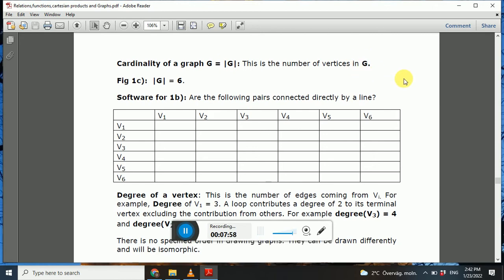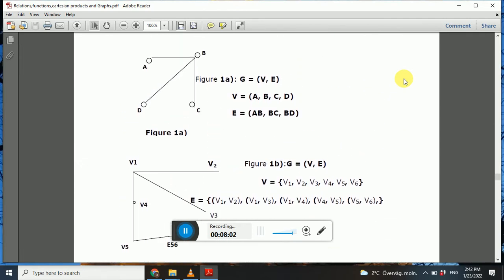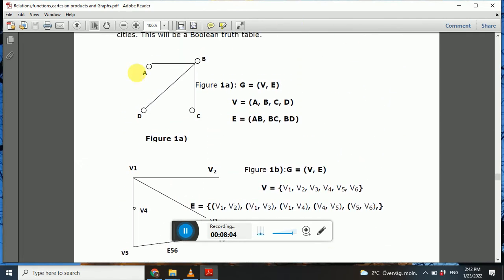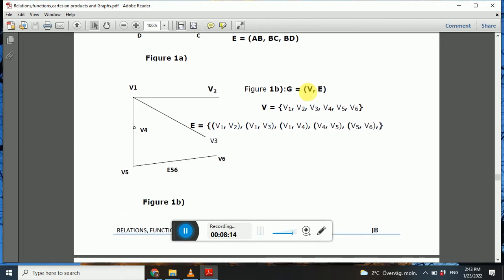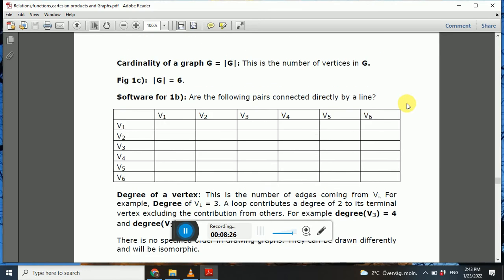For example, if you want to find the cardinality of this first graph here, just count how many vertices it has. So this has 1, 2, 3, 4. So it has 4 vertices. So the cardinality of this graph is 4. While the cardinality of this second graph is, how many vertices do we have? There, 1, 2, 3, 4, 5, 6. So the cardinality of this graph is 6.